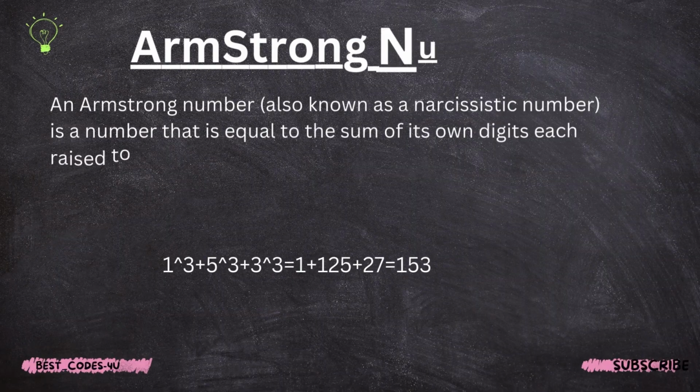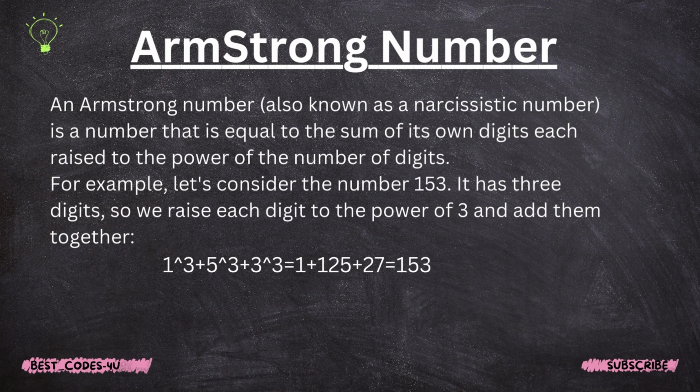An Armstrong number, also known as a narcissistic number, is a number that is equal to the sum of its own digits, each raised to the power of the number of digits. For example, let's consider the number 153. It has 3 digits, so we raise each digit to the power of 3 and add them together.